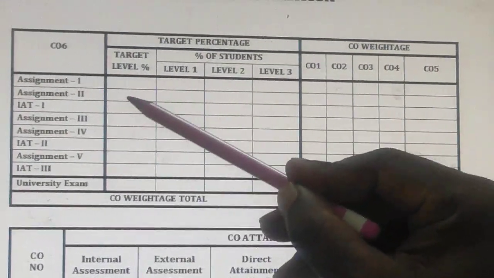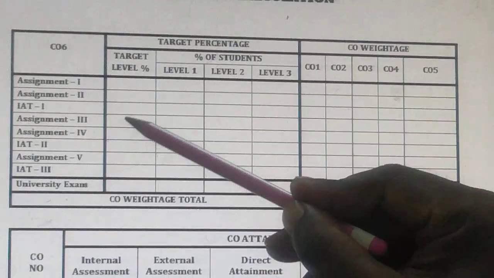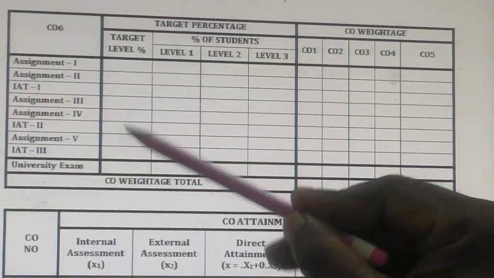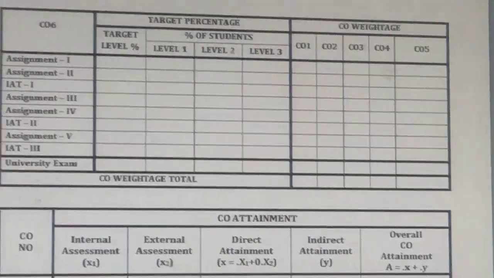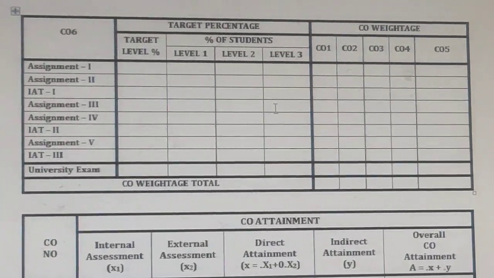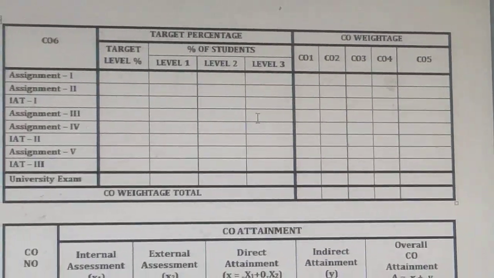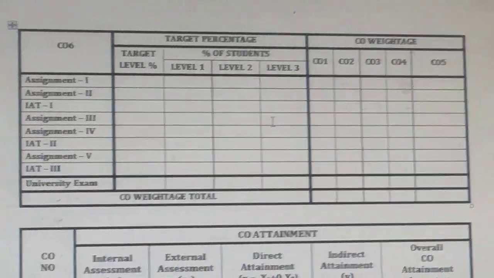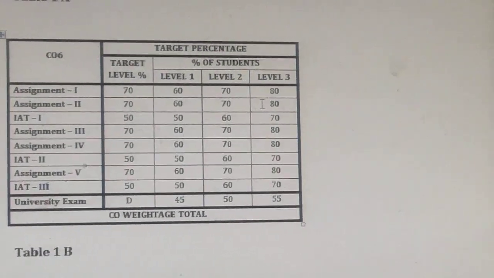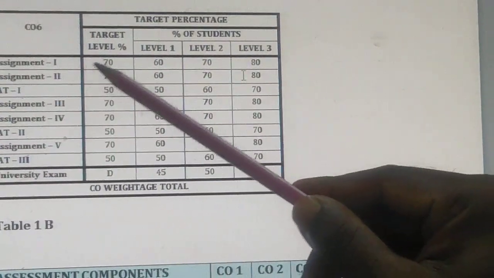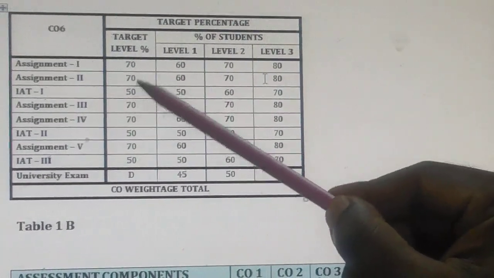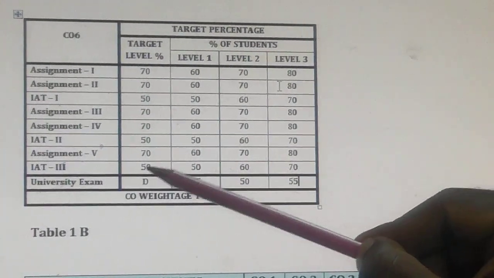Assignment 1 is 70, IIT 1 is 50, then 70, then 70, IIT 2 is 50, assignment 5 is 70, assignment 3 is 50. Similarly, for level, this level also I have fixed for my course. So you can fix any level for your course according to the students. According to the course, you have to change the percentage of the level of the students in your class. For my class, I have fixed the target for assignment 1 as 70, 270, 370, 470, 570. IIT 1, 50, IIT 2, 50, IIT 3, 50.